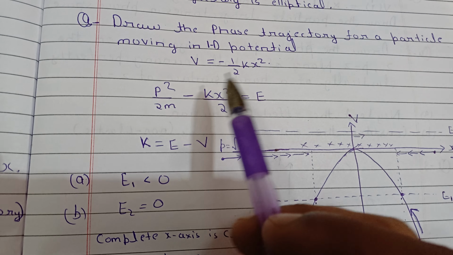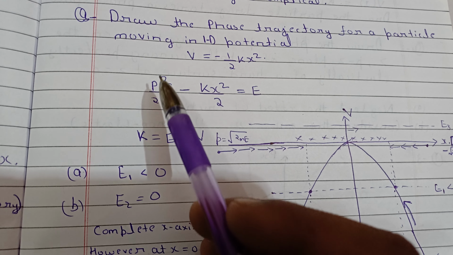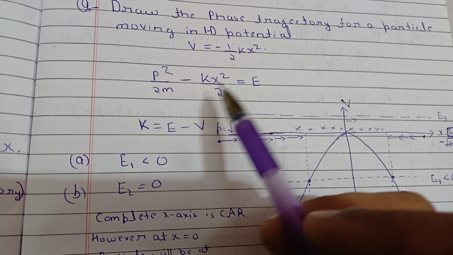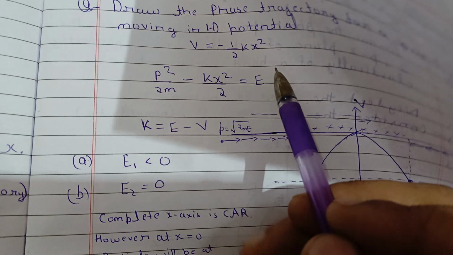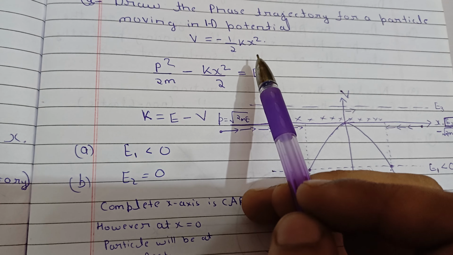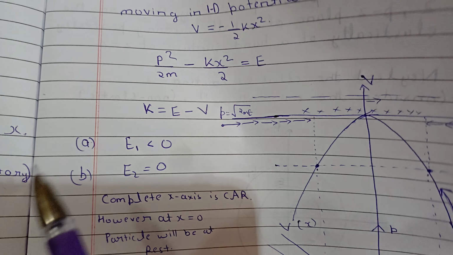Now if we write the total energy equation, it will be kinetic energy plus potential energy, which is equal to the total energy. So when you see this equation, you can remember that this is the equation of a hyperbola. Okay, so you will get a hyperbolic curve. So this will be hyperbolic. Now we will see how it came to become this. Okay, so this is the interesting thing. So first let's discuss if energy is less than 0. Okay, if energy is less than 0, then what will happen?